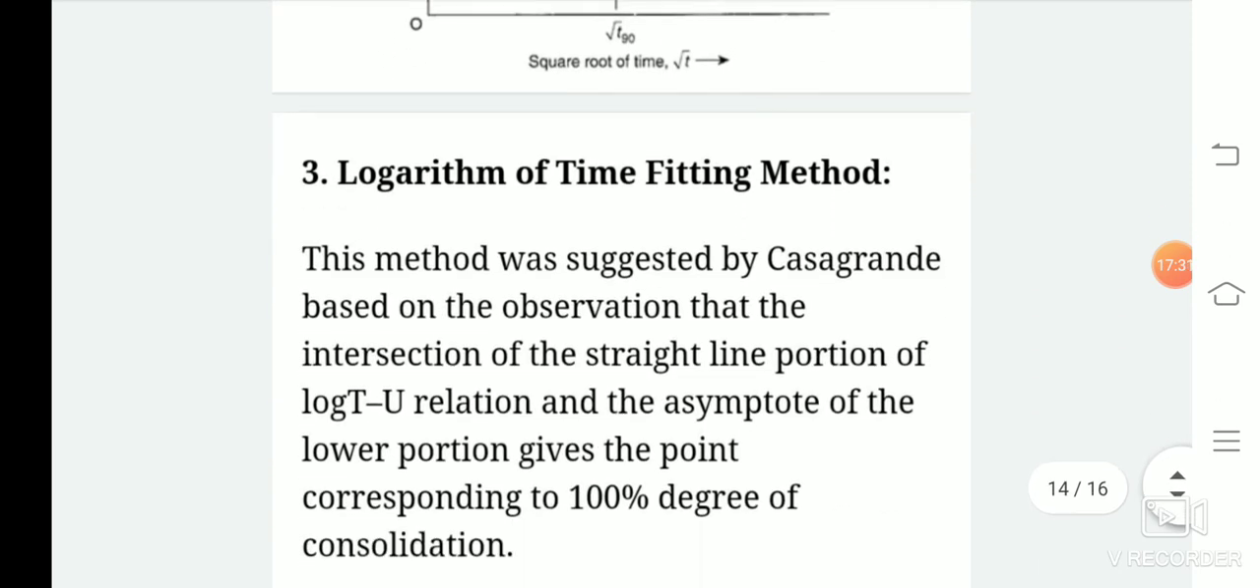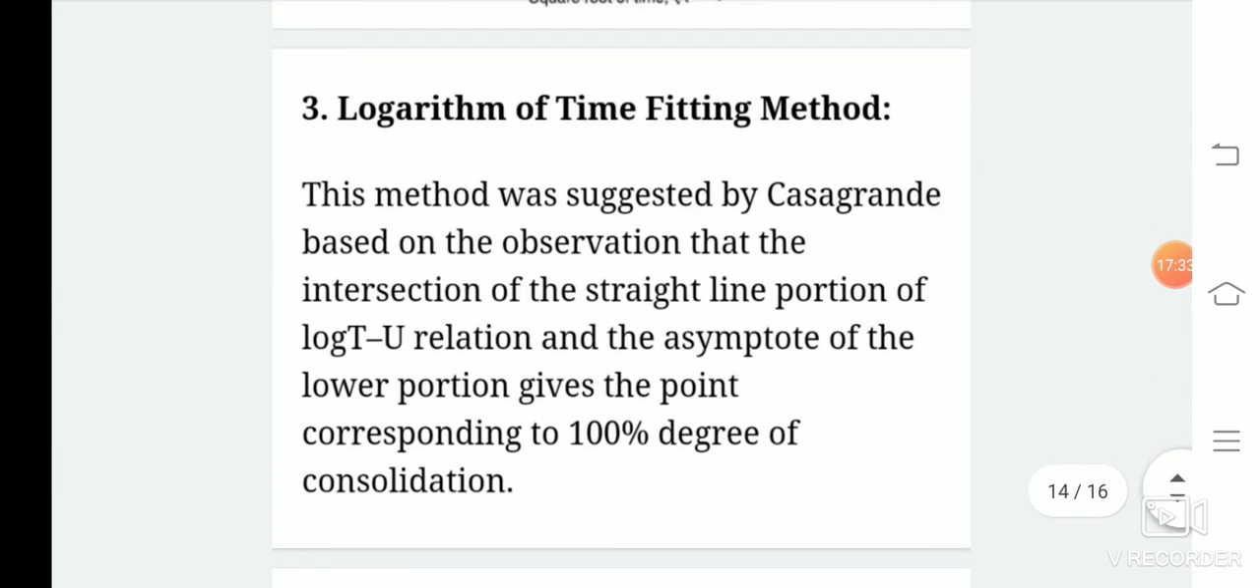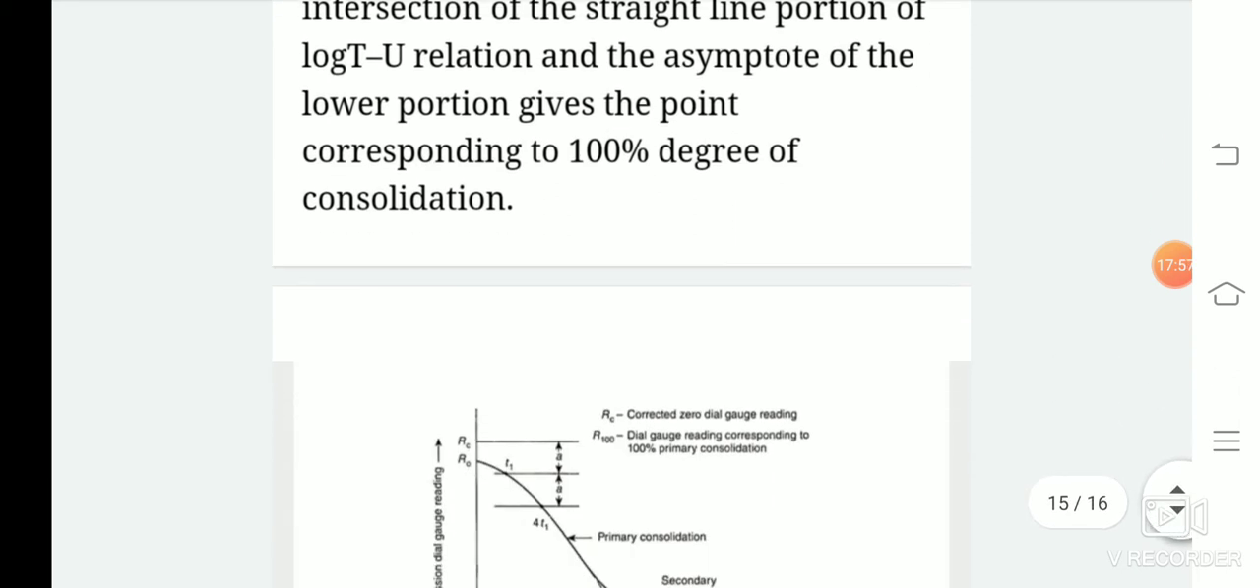And the last but not the least is the logarithmic time fitting method. This method was mainly suggested by Casagrande based on the observation that the intersection of the straight line portion, that is the log t and u relation, and the asymptote of the lower portion gives the point corresponding to 100% degree of consolidation. So how is the test carried out?